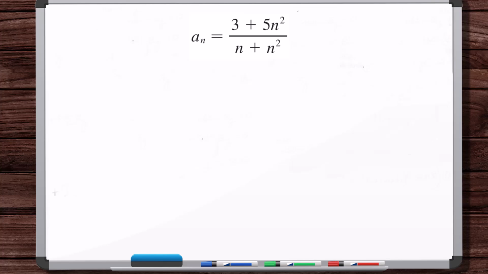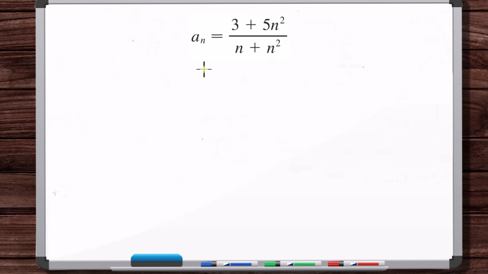Now for each of these problems, we're going to be given the sequence formula for the nth term, like shown here. And it's always going to be a non-recursive formula. In the next video, we're going to work an example or two of finding the limit of a sequence when we're given a recursive formula for the sequence.